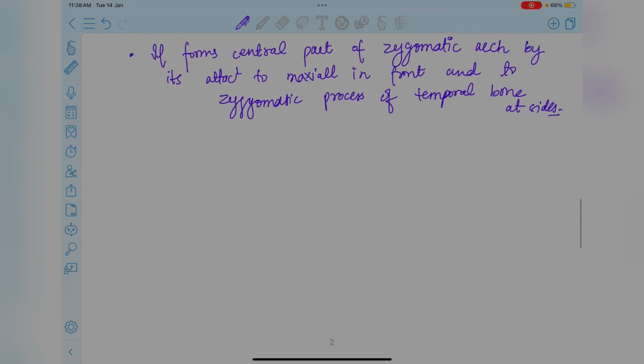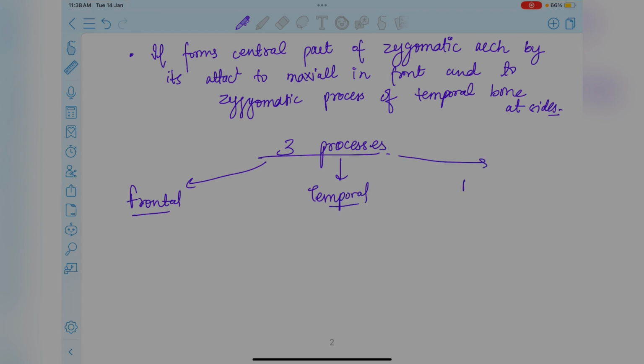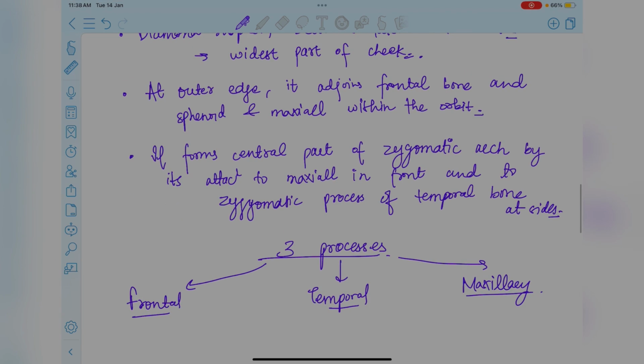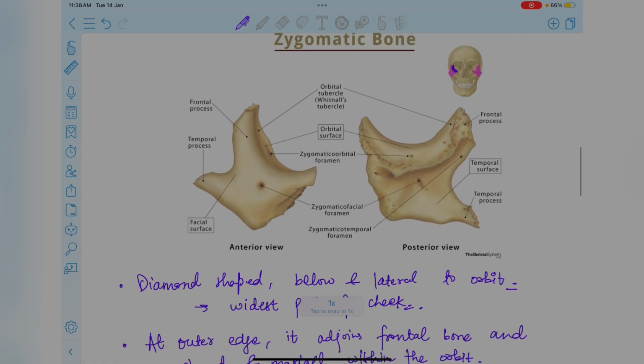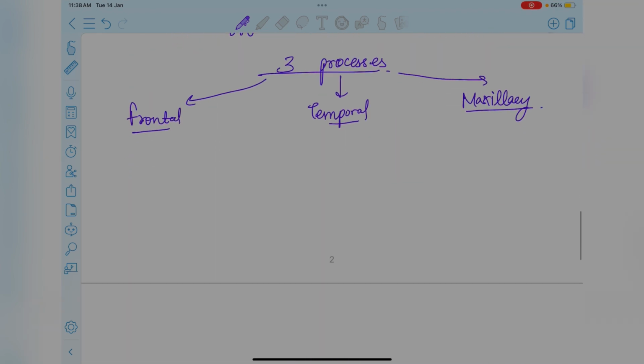Now it has processes. Basically 3 processes are there in the zygomatic bone. One is the frontal process, next is the temporal, and third is the maxillary. We can show you in the diagram. It's the frontal process, and here is the temporal process. So talking about each, the frontal process forms the anterior lateral orbital wall.